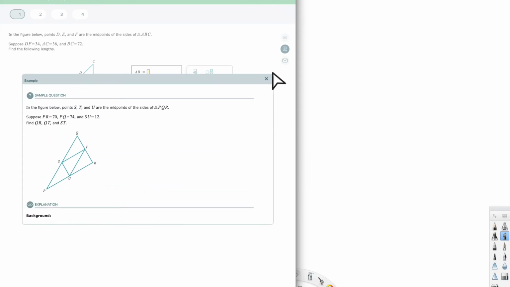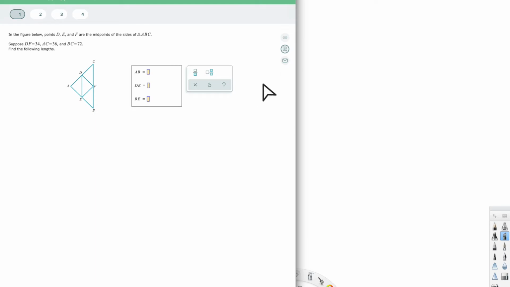Once we're good to go and we understand that, then we can close it. We can open another example if we want to see another one. We can also open a message that goes directly to our teacher, and it attaches a picture of what we're working on so our teacher knows where to come help us.